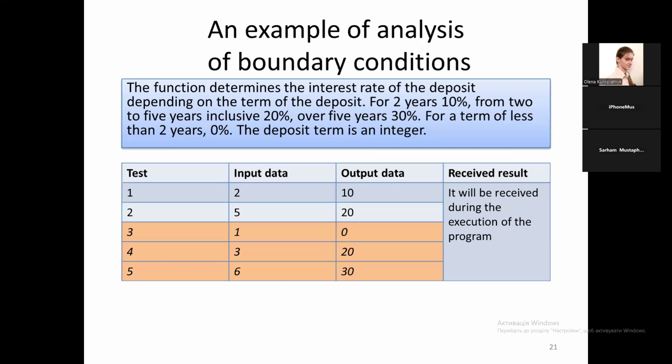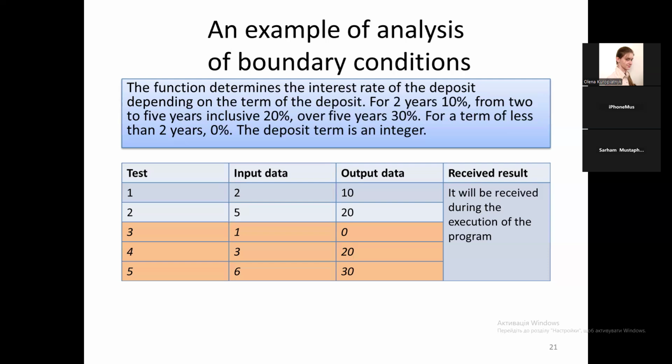As an example, I proposed the following specification for a function. The function determines the interest rate of the deposit depending upon the term of the deposit. For less than 2 years, it is 0%. For 2 to 5 years inclusive, 10%. Over 5 years, 20%. The deposit term is an integer.